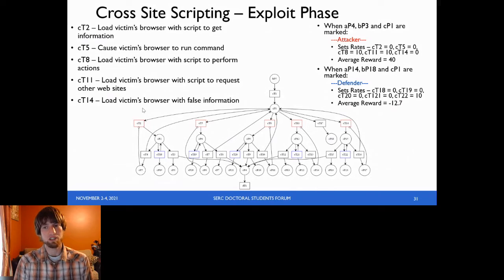Again, for the strategy, for the defender, if AP14 and BP18 and CP1 is marked, then the defender would set the rates to CT18 of 0, CT19 to 0, CT20 of 0, CT21 to 0, and CT22 to 10. And this would give them an average reward of negative 12.7.